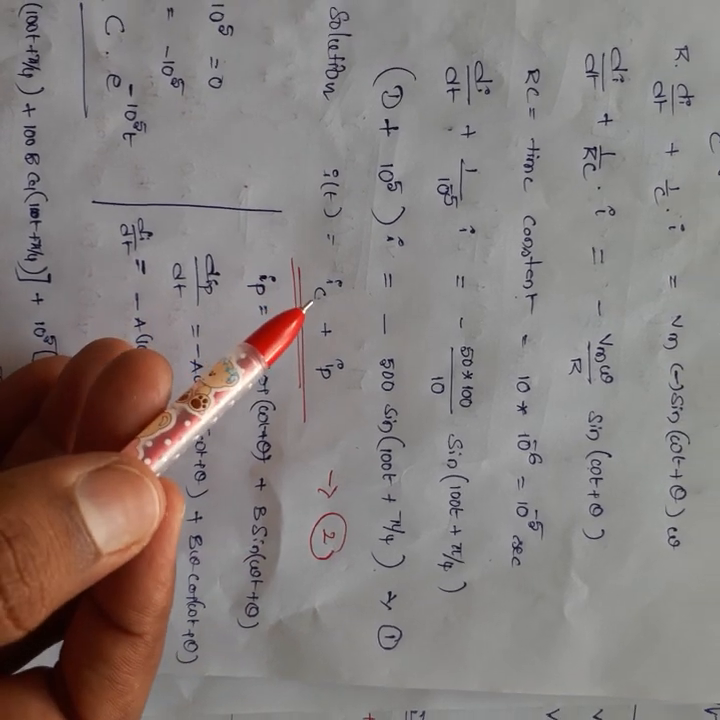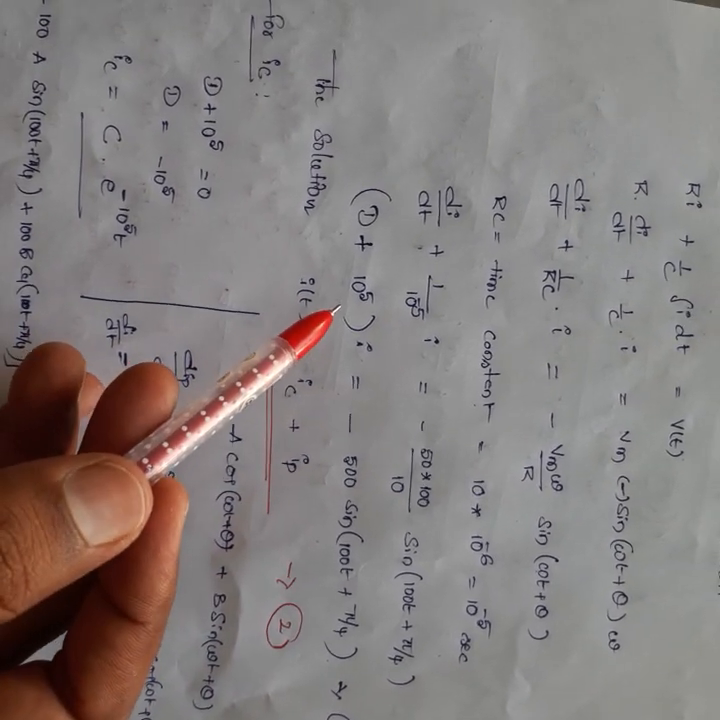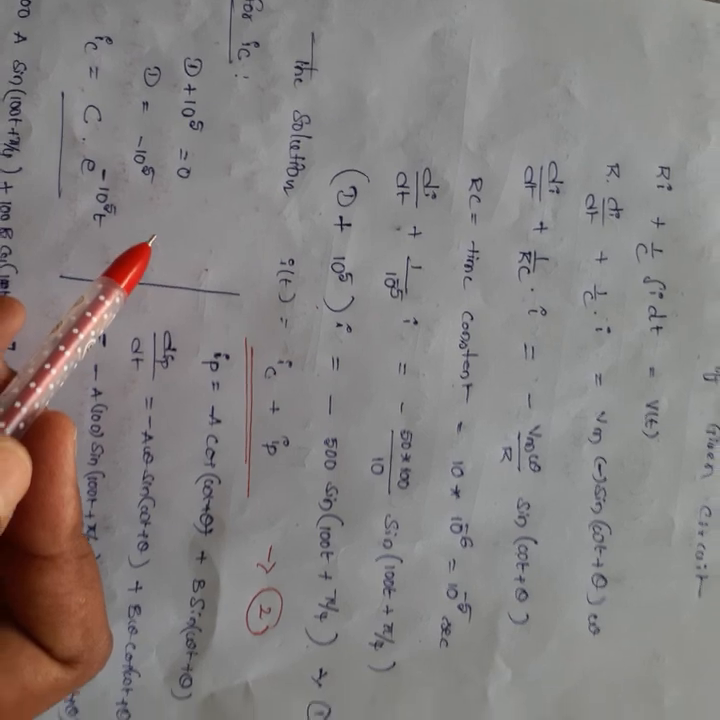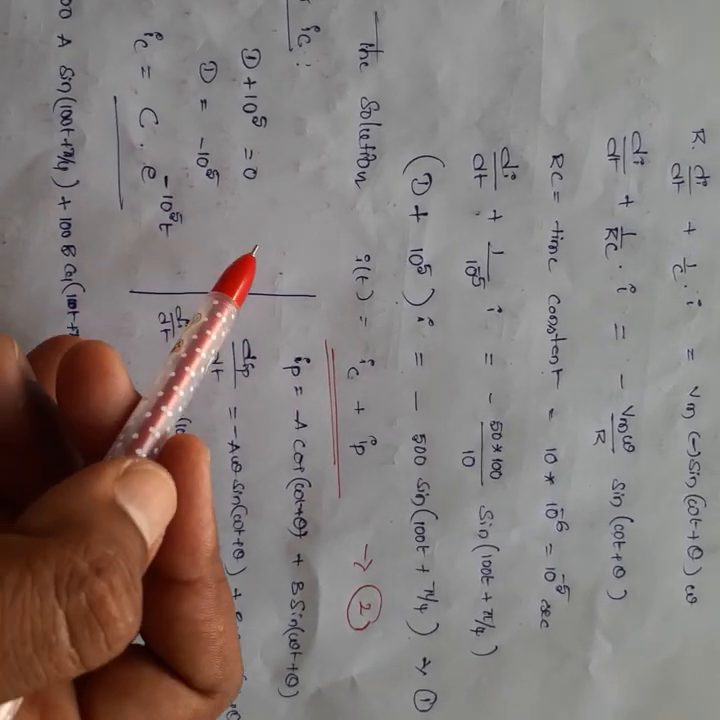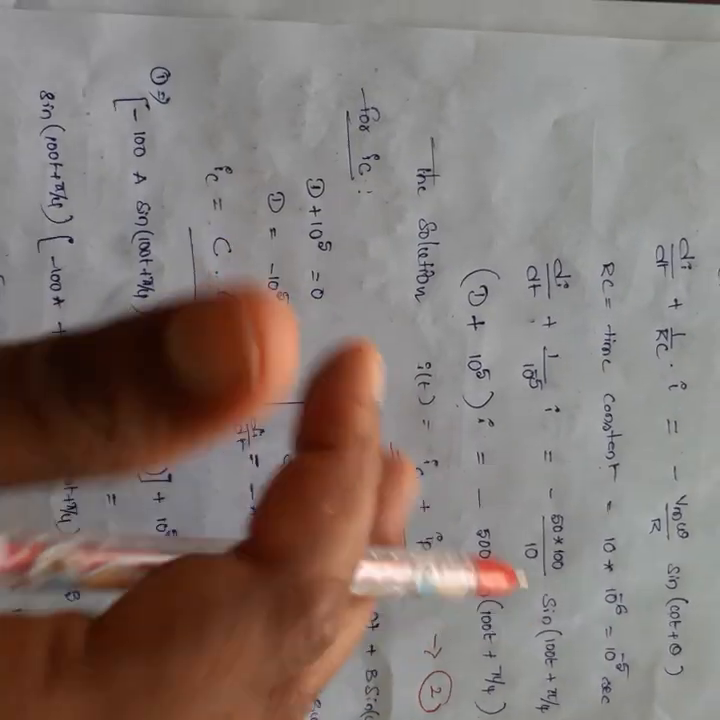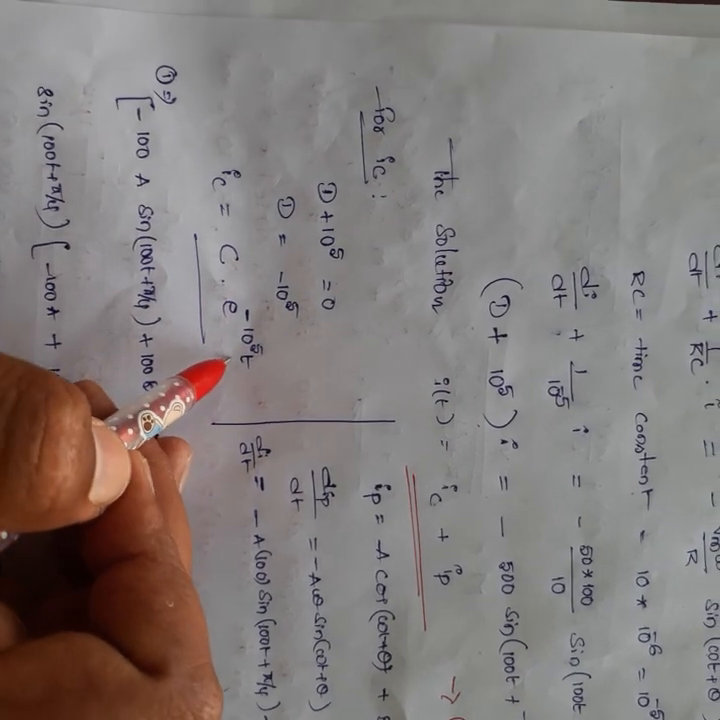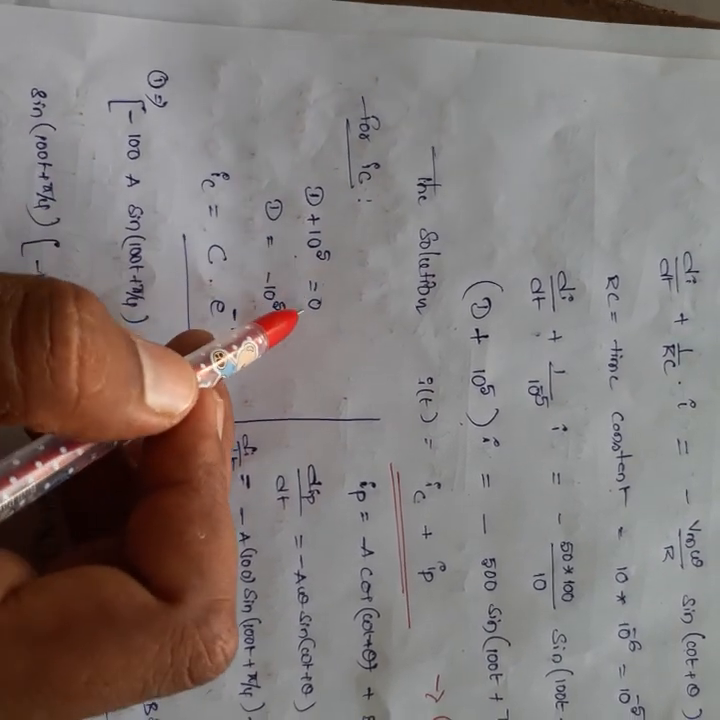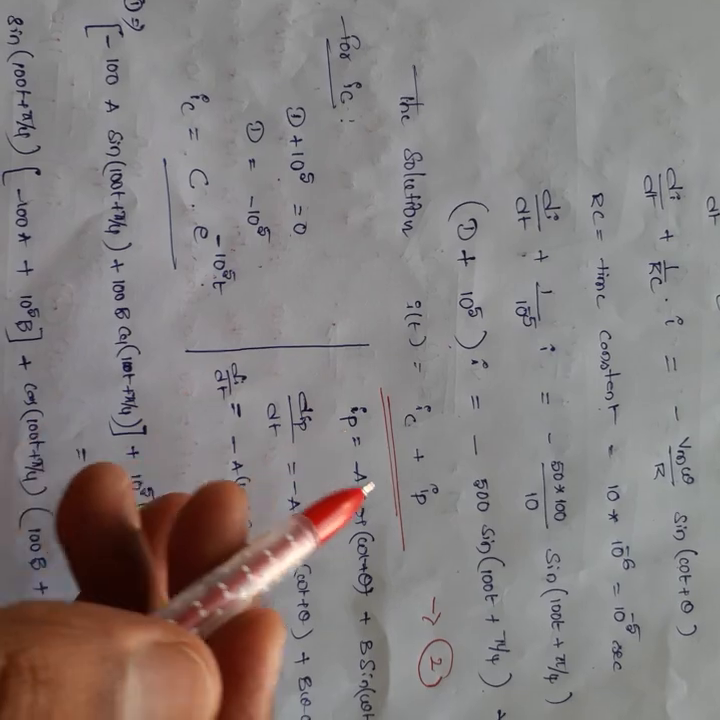So how to calculate the complementary function? Simply find the root, and that root is going to be real, so I_c equals C into e power alpha t. So e power alpha t is like this, where alpha equals minus 10 to the power of 5.